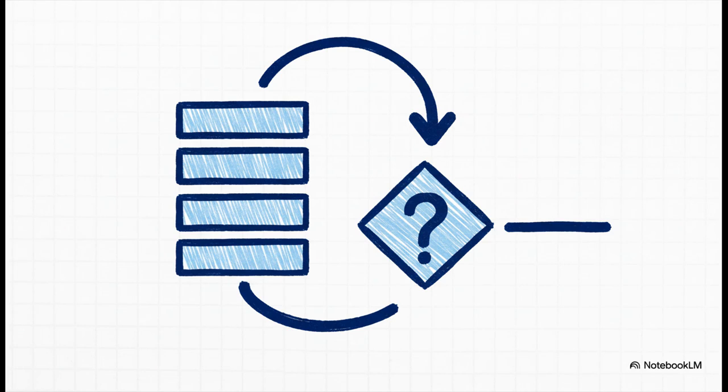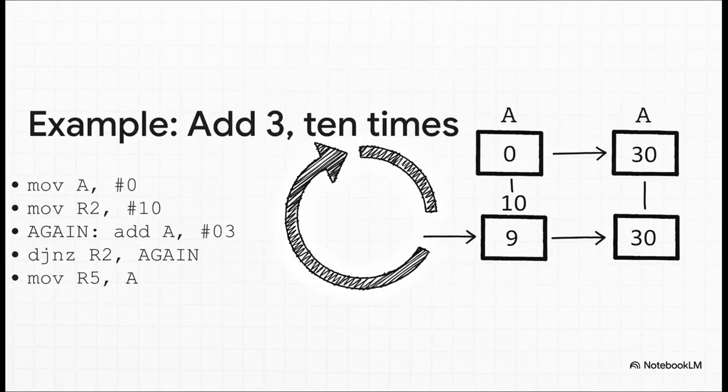Jumps are cool, but where they really start to shine is when you combine them with a condition. That's how you create loops, doing something again and again. And the 8051 has this one fantastic instruction that makes it ridiculously easy. Check out this little piece of code. We start the accumulator at 0 and load the number 10 into register R2. That's going to be our counter.